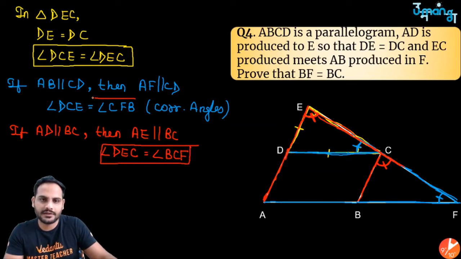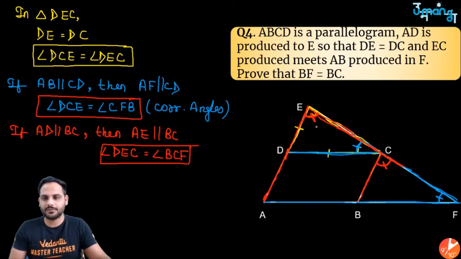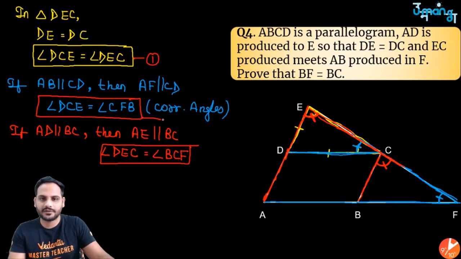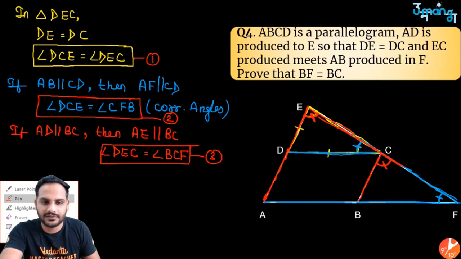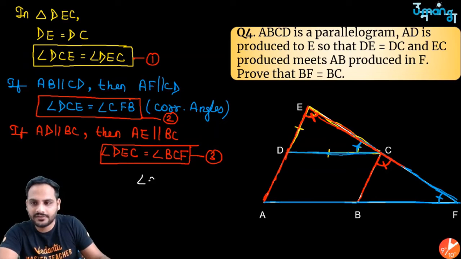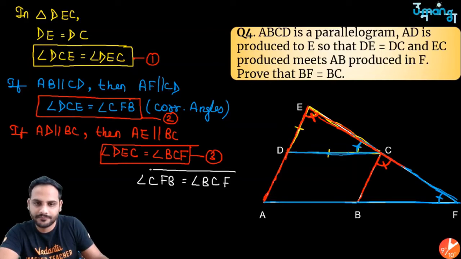ठीक है, these three results we have got. अब एक बात बताओ बेटा, ये दोनों एंगल इक्वल थे, this angle and this angle is equal, this angle and this angle is equal. तो from this first, second and third equation देखो, DCE is equal to CFB, DEC is equal to BCF, and DCE and DEC if they are equal to each other, I can clearly say that sir angle CFB is equal to angle BCF. CFB is equal to BCF, ये दोनों एंगल इक्वल हैं.